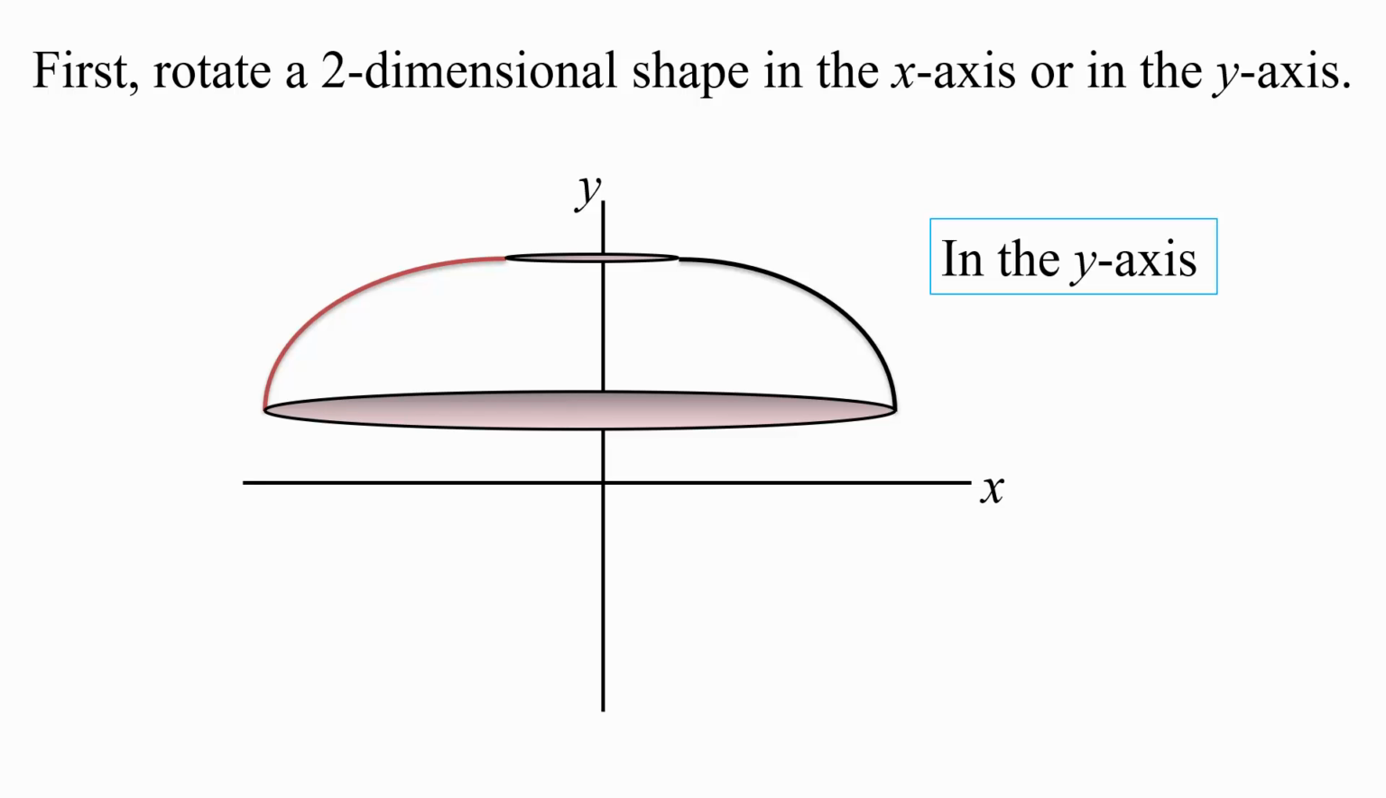So the first consideration you must have is whether or not you will rotate a two-dimensional shape in the x-axis or in the y-axis. Sometimes it doesn't matter, sometimes you don't have a choice. It has to be either one or the other. Now let's obtain the actual formula that will give us the volume of a three-dimensional solid. And we'll consider the case first by rotation in the x-axis.